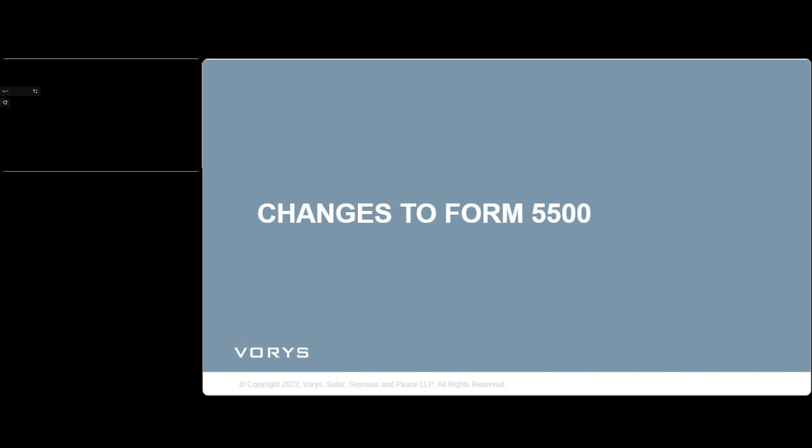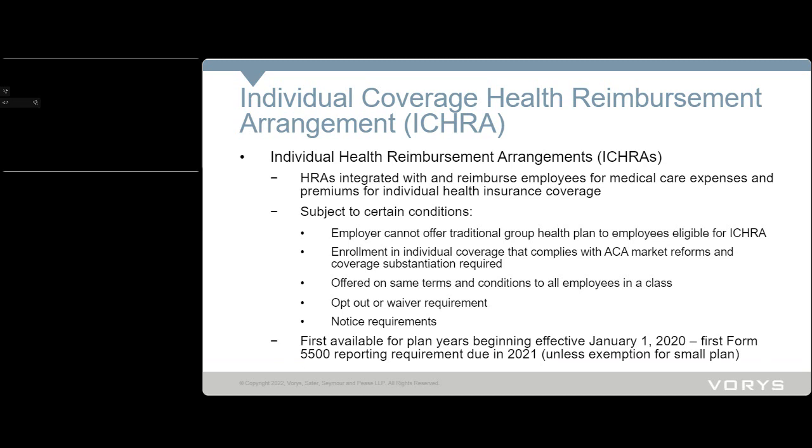Thanks, Chris. Yeah, we're just going to spend the next several minutes discussing some of the recent changes to the Form 5500. And as I mentioned earlier in that chart, the newest welfare plan to be added to the welfare plan filing was the ICHRA, or the Individual Coverage Health Reimbursement Arrangement. They were first available for plan years effective after 1/1/2020. So if you had an ICHRA in 2020, the 5500 filing requirement was first due for your 2021 plan year. But just as a reminder, if you have one, make sure that you're including that in your filing for this year.